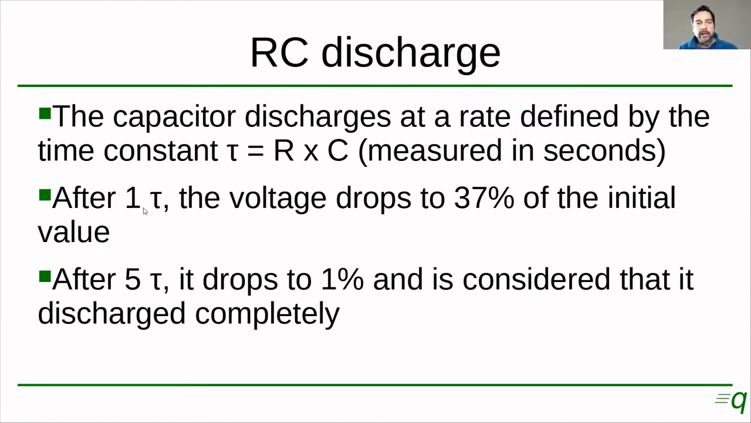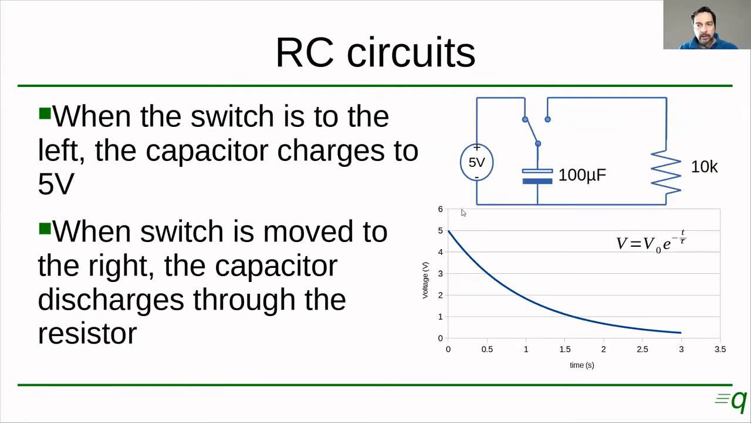So after 1 tau, where tau is R times C, and again, it's gonna depend on the value of your resistor and your capacitor, the voltage will drop to about 37% of the initial value. So 37% of 5 volts is about 1.8 volts, 1.85. So here, after 1 second, which is tau, the voltage is here at 1.8, 1.85.